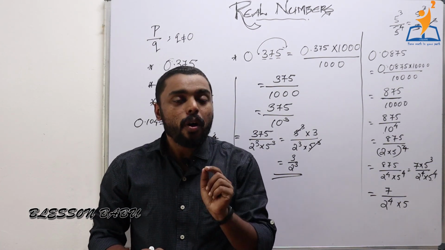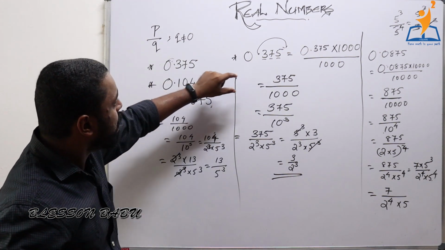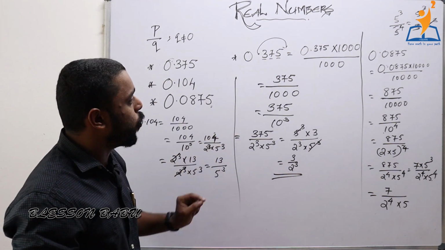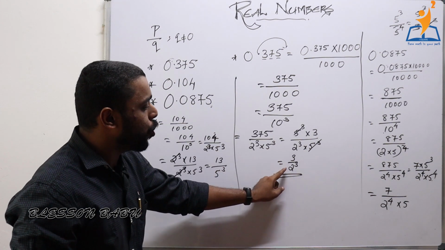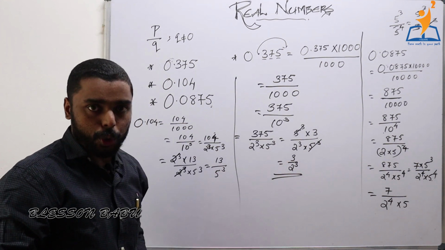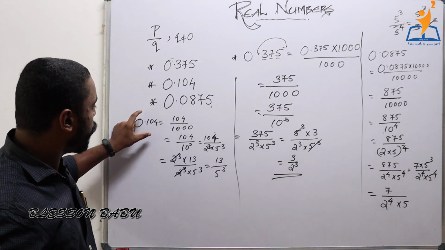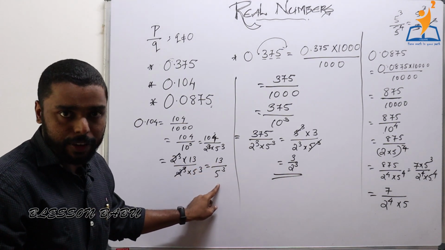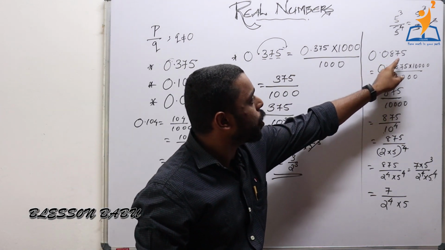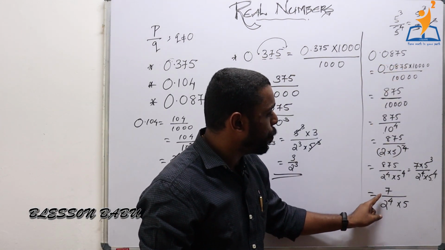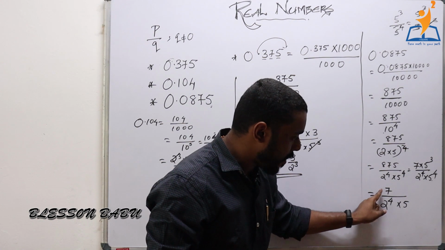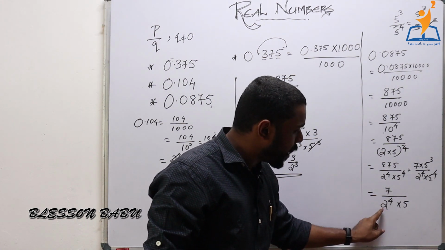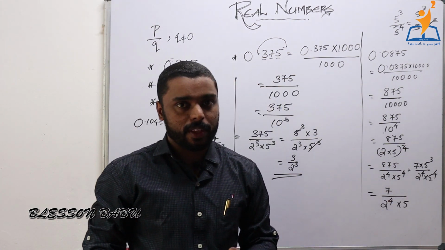Is it clear? Now look into our examples. When 0.375 is transformed into P by Q form, we get 3 by 2 cube. When 0.104 is transformed into P by Q form, we get 13 by 5 cube. When 0.0875 is transformed into P by Q form, we get 7 divided by 2 raised to 4 into 5. Clear?